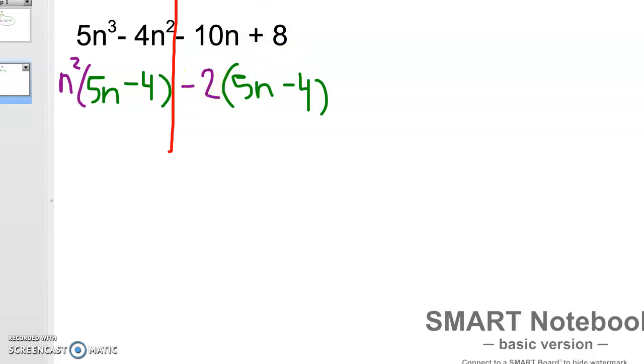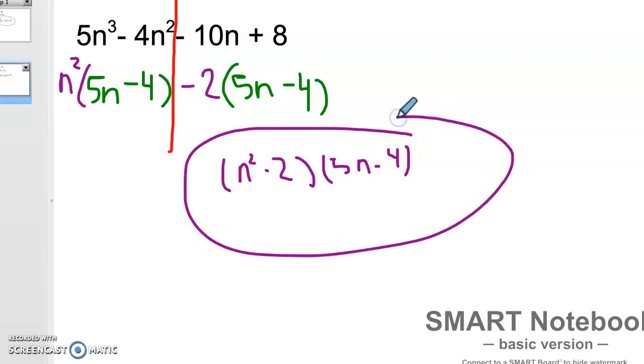And then we're just going to combine our answers. So in purple, our first binomial is going to be n squared minus 2. And our second binomial is going to be 5n minus 4. And there you go. That's your factoring of this 4-term polynomial once again.